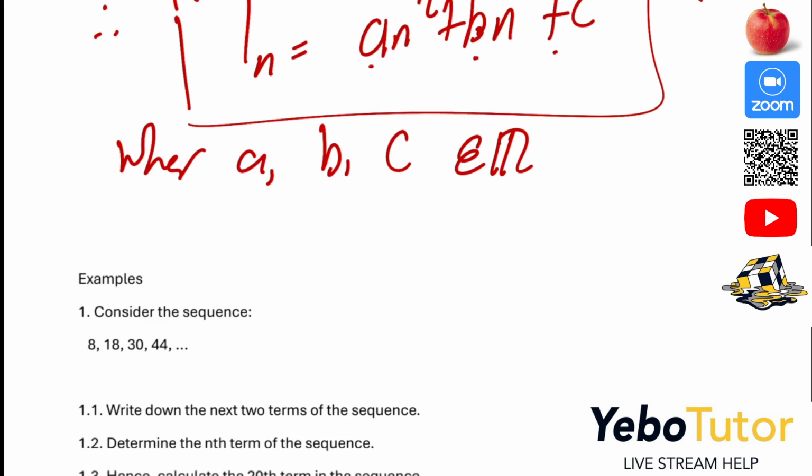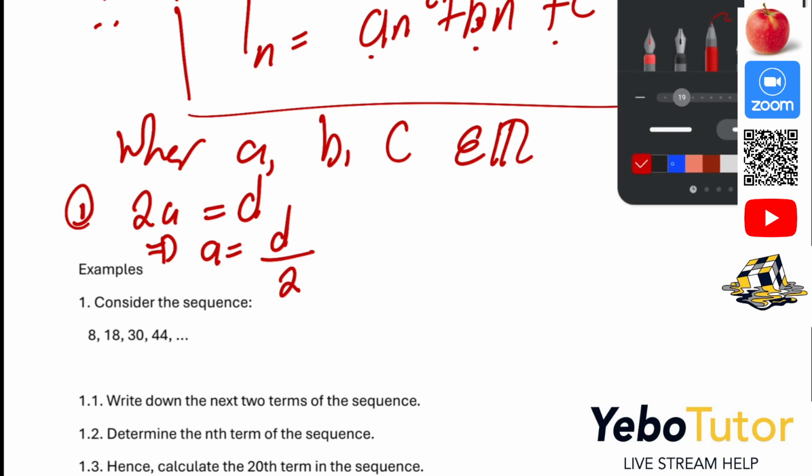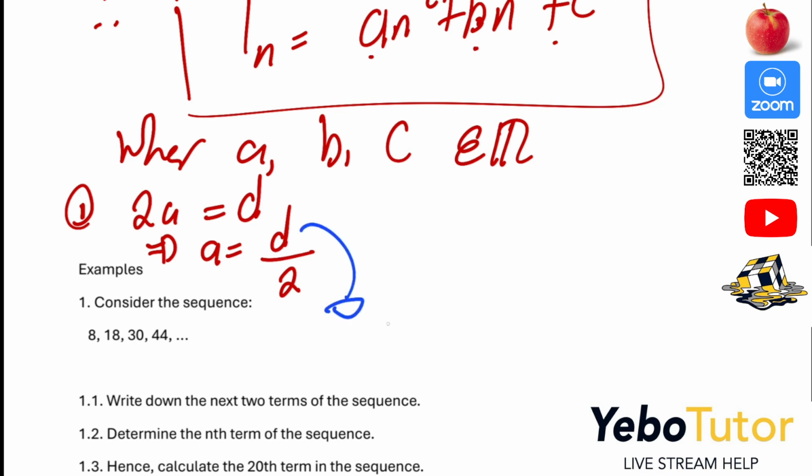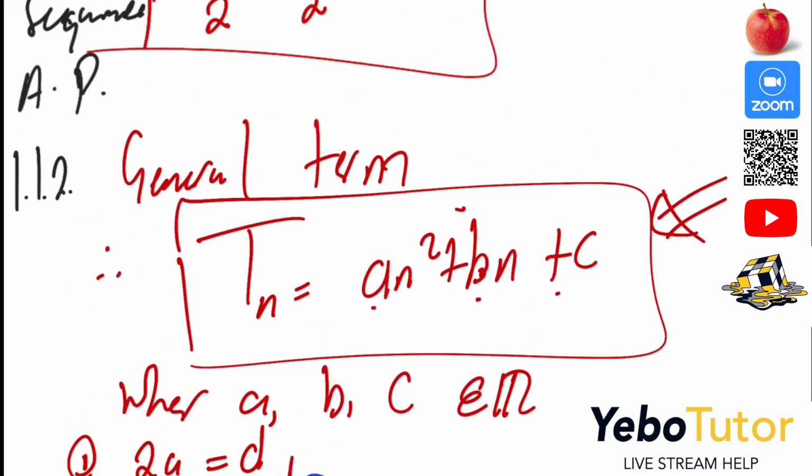To calculate the value of a, we know that 2a is equal to d. Then you make a the subject of the formula, so a will be equal to d over 2. What is your d? Your d is the second constant difference, which we have calculated just here.